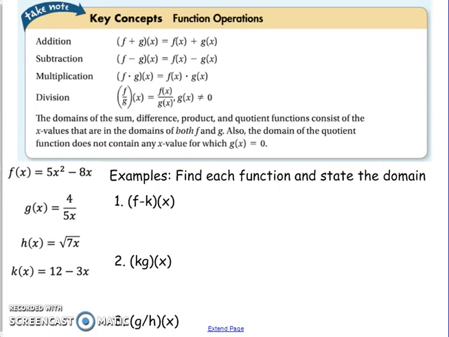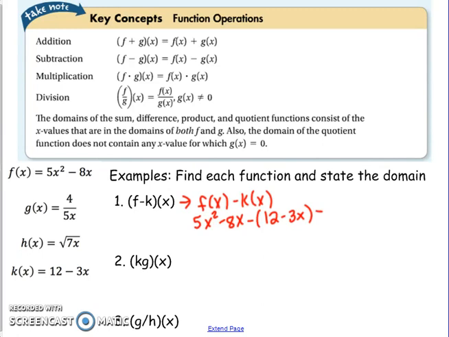So for these examples, we want to find the resulting function and then state the domain. So for number 1, if I have f minus k of x, it doesn't mean subtract f and k and then times it by x. The other way to write this, if you like the other way better, would just be f of x minus k of x. So we're just taking the f function and we're subtracting the k function. So I'm going to take the 5x squared minus 8x, and I'm subtracting the k, which is 12 minus 3x. So all we're doing is just distributing the negative, and then we're going to combine any like terms that we have.